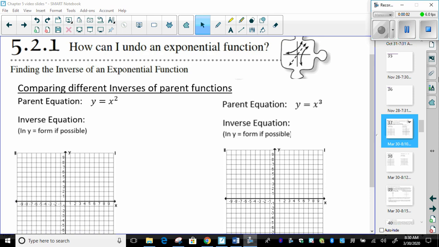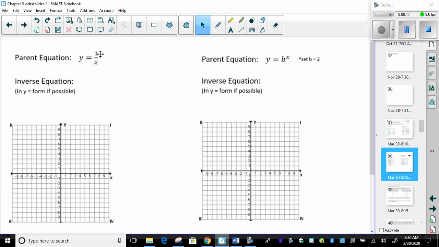In today's lesson, we are going to work on inverses, not only inverse graphs, but we're also going to look at inverse equations. And what we're going to focus on are our parent functions. So y equals x squared, y equals x cubed, y equals 1 over x, and then also the exponential y equals b to the x.